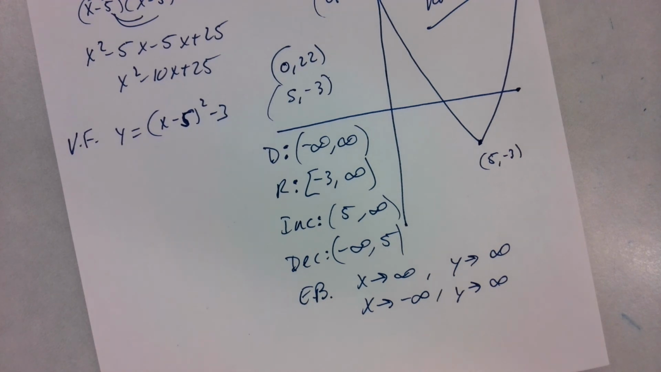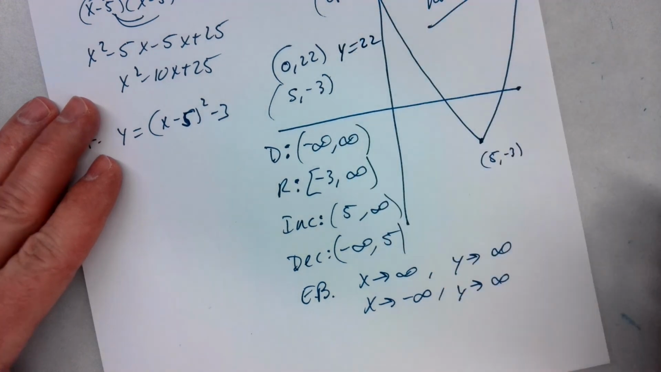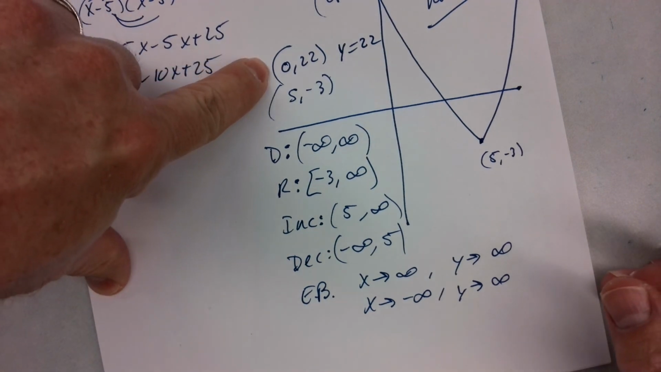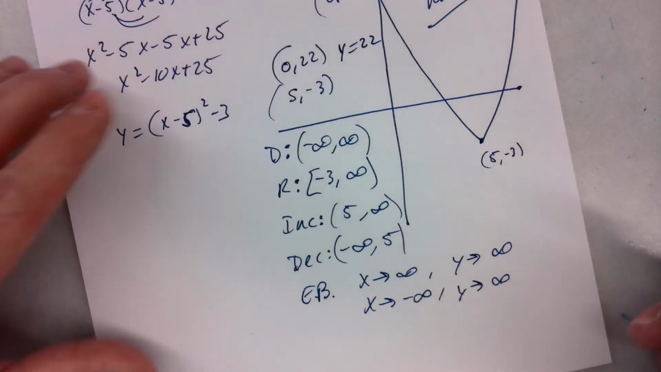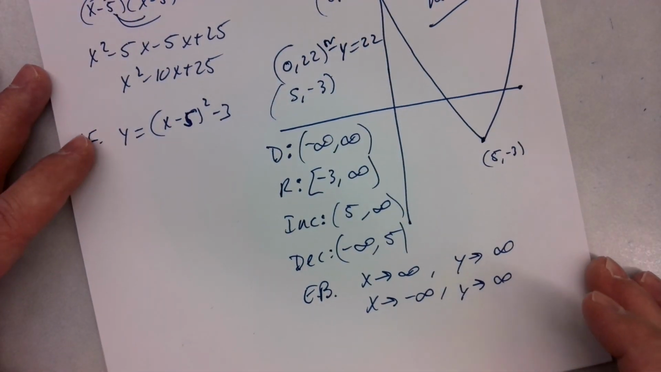Can we do the y-intercept? He wants to do 0, 22. I really don't care. If you're going to write 22, I would always write y equals 22. Either way would be fine with me. I'm an ordered pair guy, but this is okay as well. Either one. Okay?